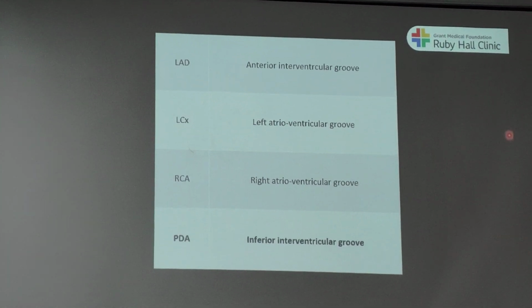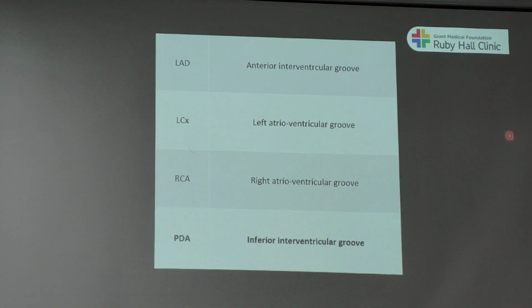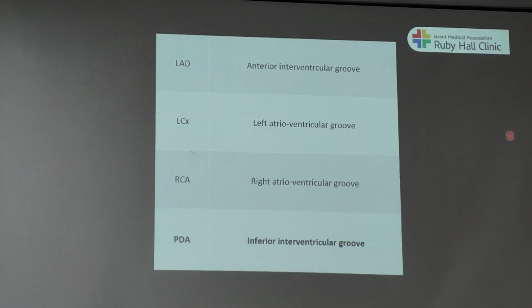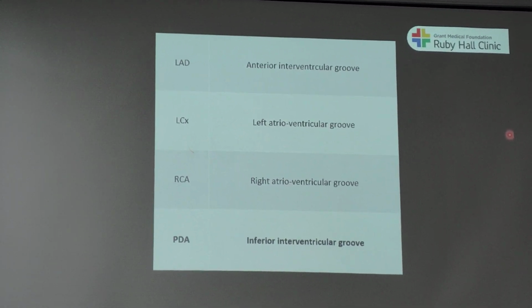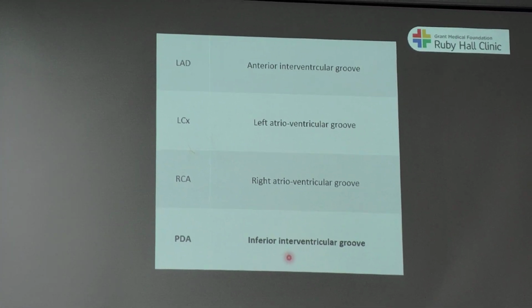Okay, so what is the left coronary artery or what is the right coronary artery? It is not always the coronary artery which arises from the right side, but when it runs into the right atrioventricular groove, it becomes a right coronary artery. Okay, and the LAD goes into the anterior interventricular groove. Okay, so this PDA is a little special branch, which runs into the inferior interventricular groove. So sometimes it comes from the right side, RCA, or sometimes it comes from the circumflex side.